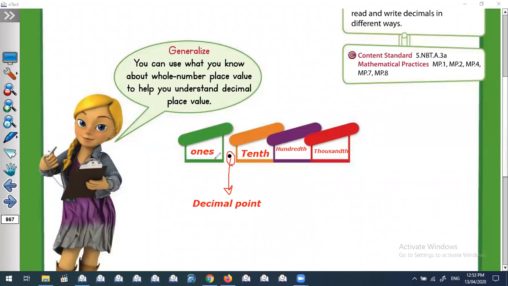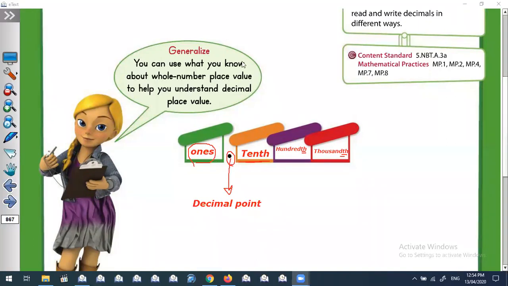So again, this is called decimal point. The first digit to the left of the decimal point is ones, and the first number to the right of the decimal point is tenth, with TH. Second one is hundredth with TH also. After that, thousandth. So again, decimal point, tenth, hundredth, thousandth. The left is ones.